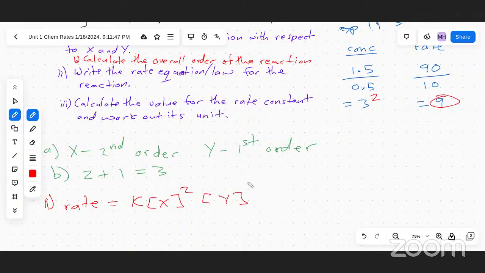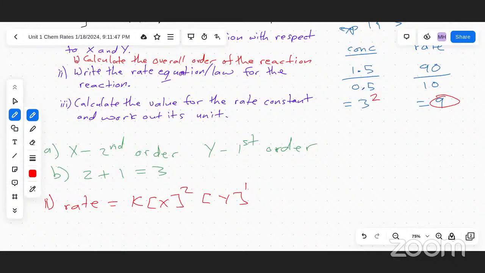Y is first order, so a 1 could be there, but you don't have to put the 1. You can put the 1 there, but you don't have to. But the 2 must be there. For the purpose of explaining, I can leave the 1 there, but it doesn't have to be. Okay, so that is our rate equation.